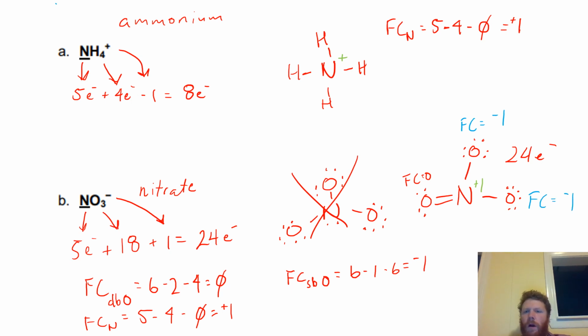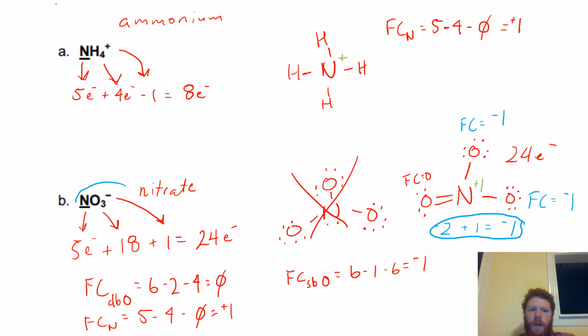So how does this all matter? We want to count up our total number of charges. This is 0, this is minus 1, this is minus 1, and this is positive 1. So minus 2 plus 1 equals negative 1. So that's where our overall negative 1 charge, as depicted right there, actually comes from.